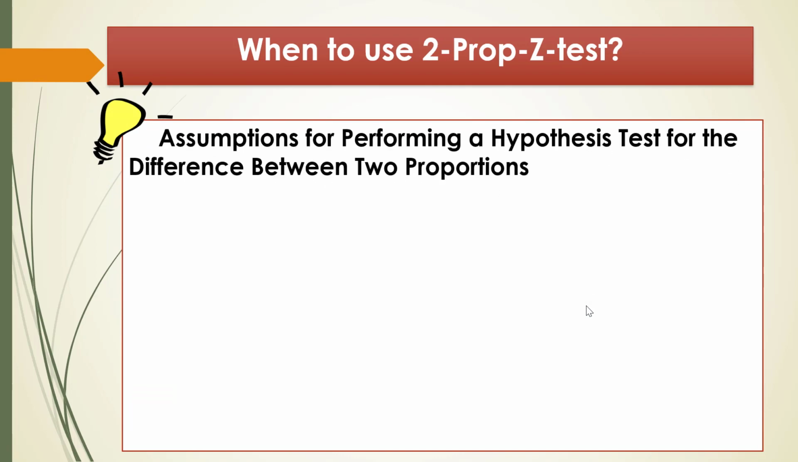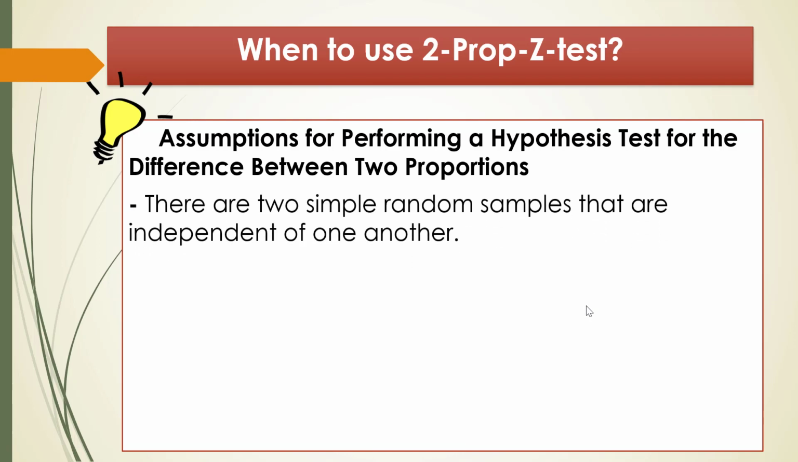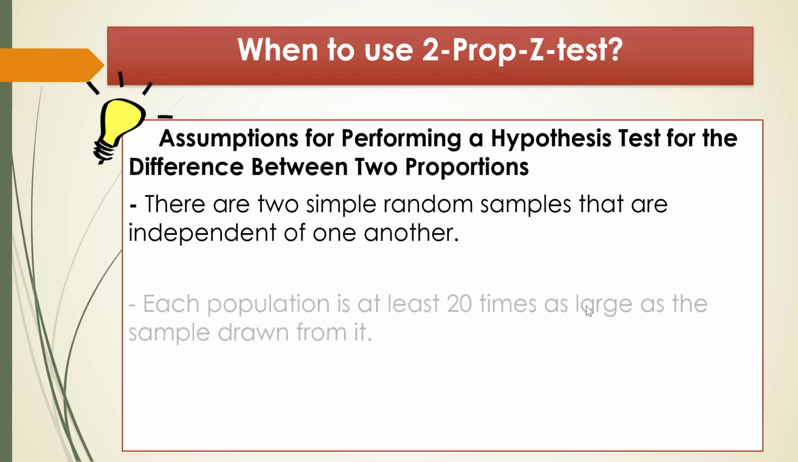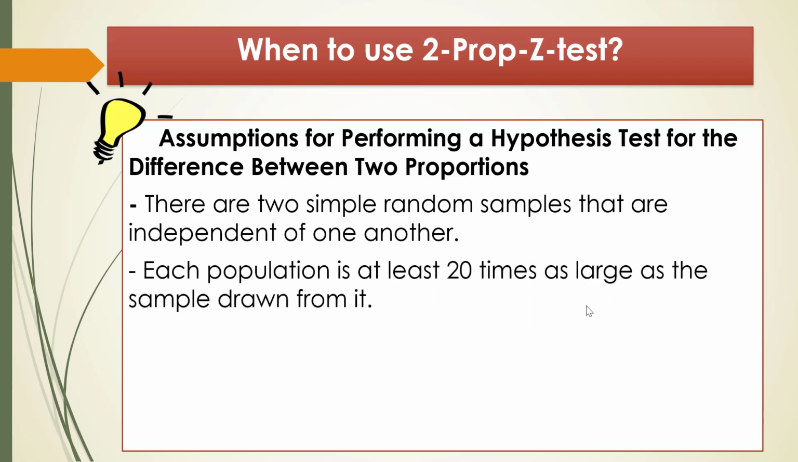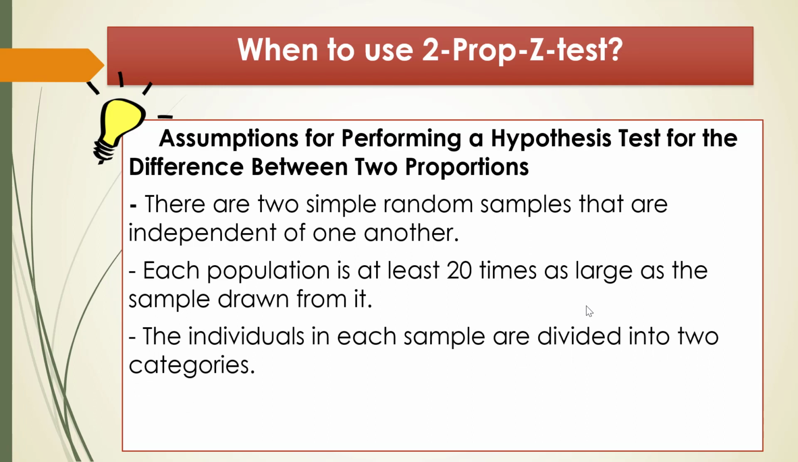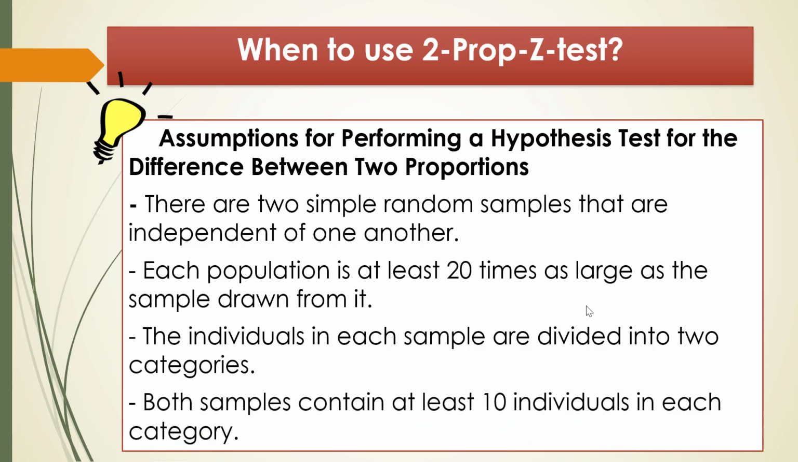And of course, we have some assumptions. We have to check some assumptions before we run the two proportion z-test. In order to run a two proportion z-test: number 1, there are two random samples that are independent of one another. Number 2, each population is at least 20 times as large as the sample drawn from it. Number 3, the individuals in each sample are divided into two categories. And number 4, both samples contain at least 10 individuals in each category.